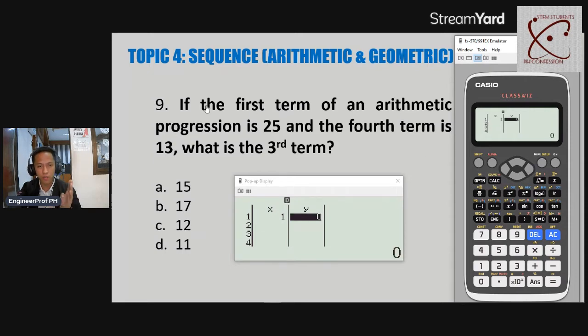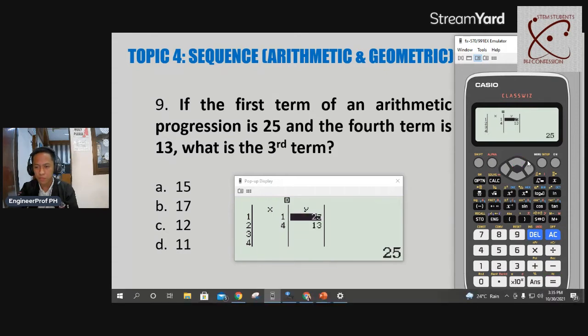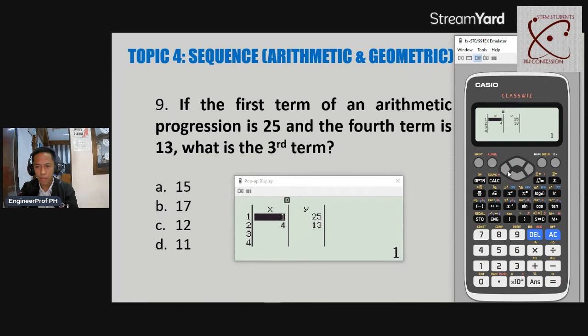Ano ba yung first term? So if the first term of an arithmetic progression is 25. Okay, so the first term is 25. Input natin si 25. Ayan. First term is 25. And the fourth term, so lagay natin dito sa x column, fourth term is 13. 13 equals, ayan. So after you input that, now minimum of 2 sets of data.